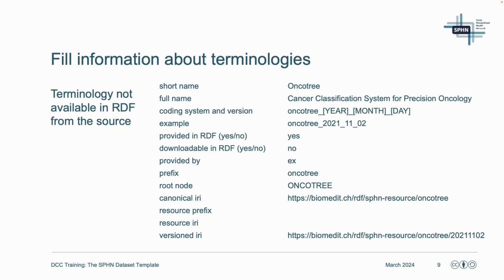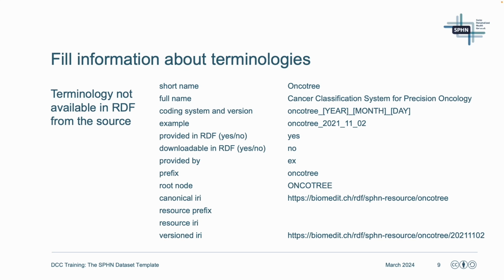Similarly to the Ordo example, you must provide the root nodes you are defining in your RDF schema of that terminology, a canonical IRI and a versioned IRI, which in this case could follow the biomed.it.ch style since you are the one building the RDF file. The resource prefix and IRI are not needed because we would simply use the canonical and versioned IRIs in the tooling to correctly place the terminology in the project-specific RDF schema.